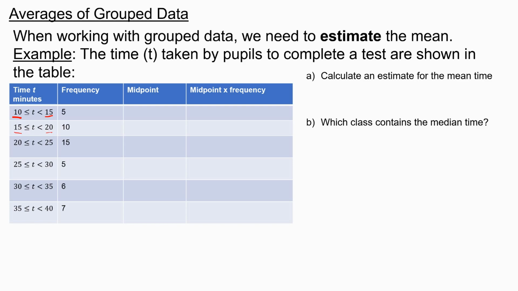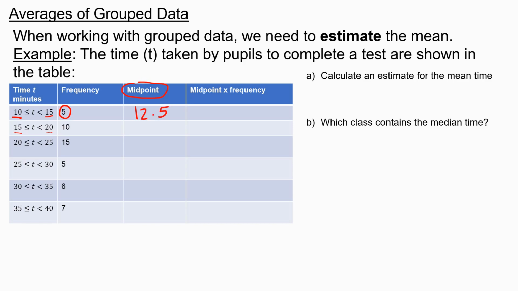So in the second row, it really means that you've got 10 pupils that took at least 15 minutes, but no more, or at least 15 minutes and less than 20 minutes to complete the test. So basically between 15 and 20 minutes. To work out an estimate for the mean, we need to use the midpoints, because I don't know if those first 5 pupils, for example, all took 10 minutes, or just under 15 minutes, or whatever. So I assume they all took the middle amount of time between 10 and 15, which, if we add up 10 and 15, we get 25, and if we halve that, we then get 12.5.